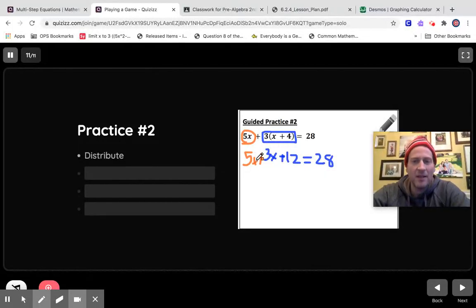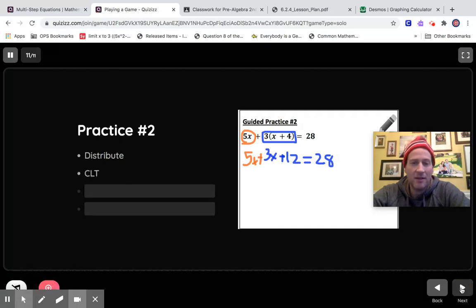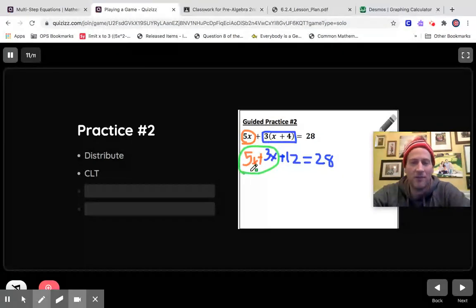Okay. So I just did the part in blue. 3 times 1 is 3x. 3 times 4 is 12. And now I'm ready to see what my next step is, which is combine like terms. So I'm going to look for the terms that are alike, and I'll circle those here in green. Those are the ones with the x's. 3x and 5x I can combine together like we've done. If I have 5x plus 3x, that gives me 8x.